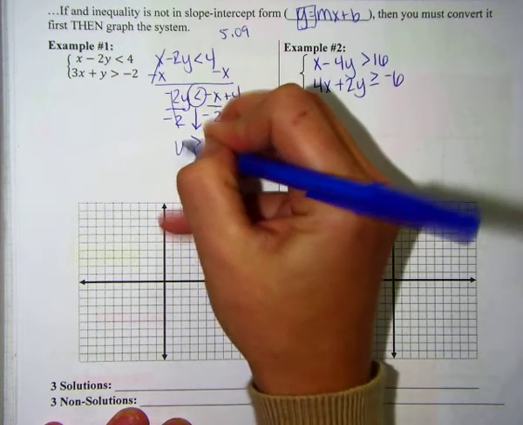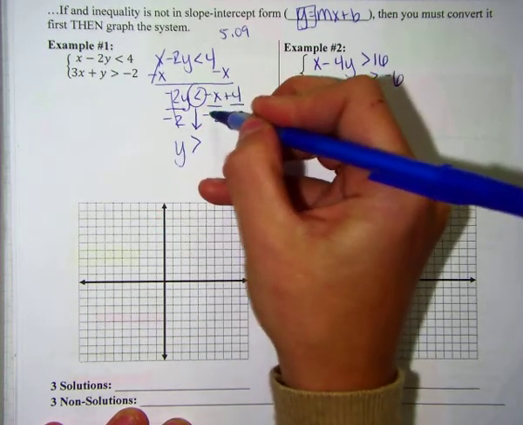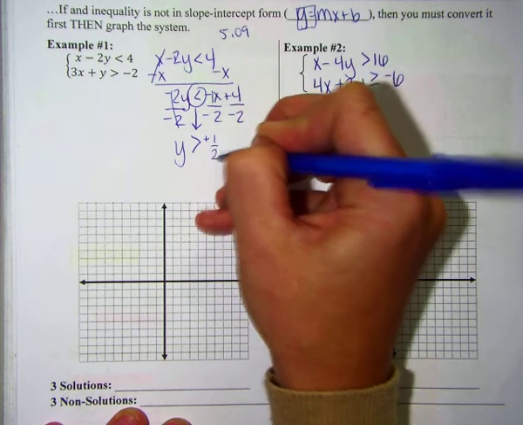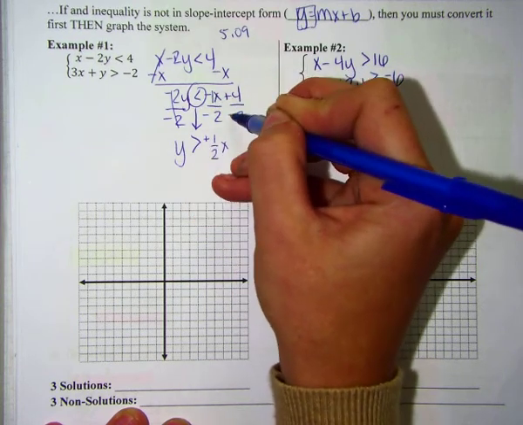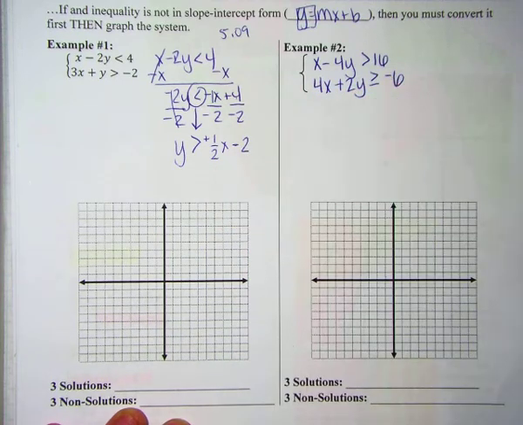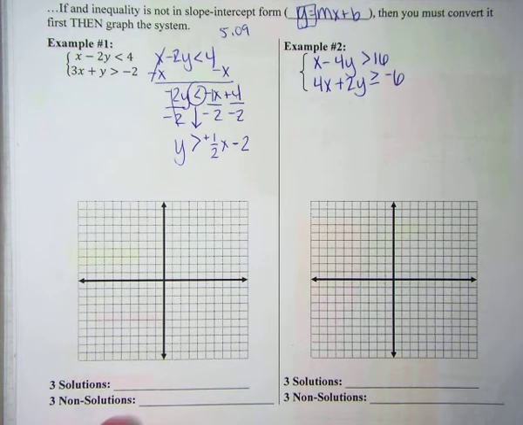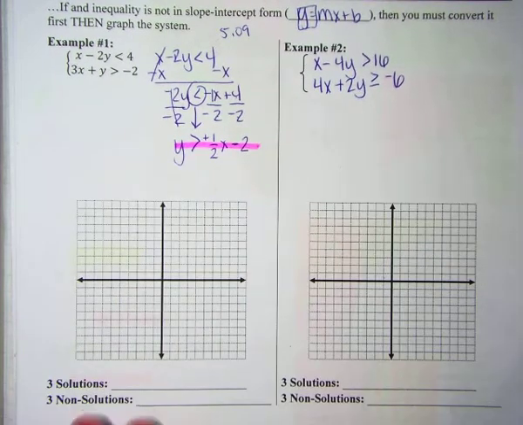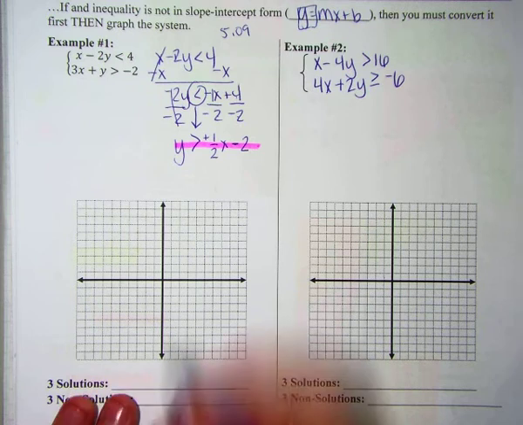Now I'll reduce. Y is less than negative divided by a negative is a positive 1 over 2. X positive divided by negative is a negative. 4 divided by 2 is 2. Now I'm going to go ahead and graph this first. This will be the inequality y is greater than 1/2 x minus 2.